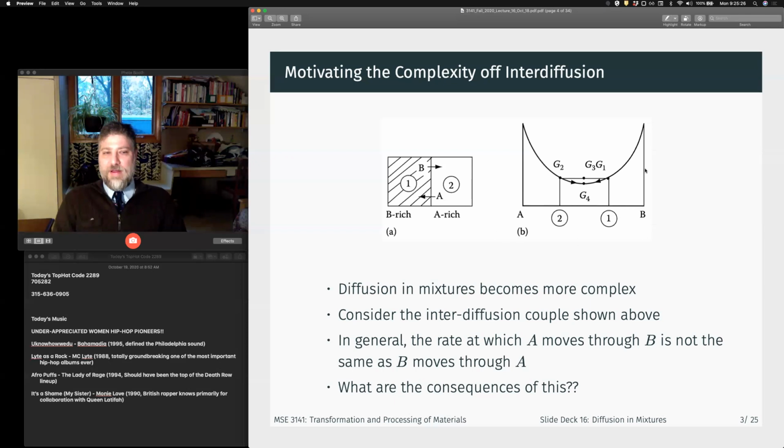Speculation. I figure it's been long enough since I talked, answer one of these, so I'll talk. I think the consequences is that, well, it probably won't be a flat curve like that, will it? You have over there, won't the, if it's easier for A to move through B, won't the delta G be lower?